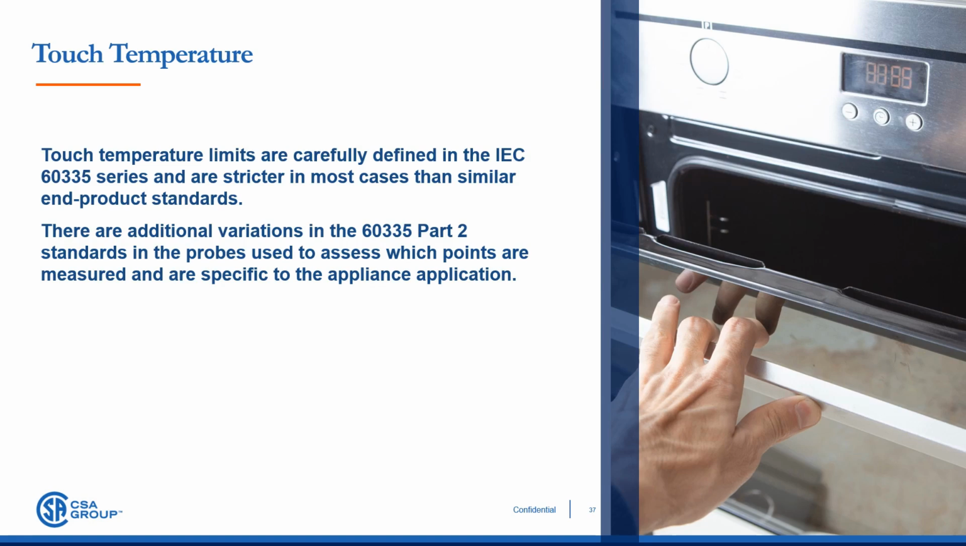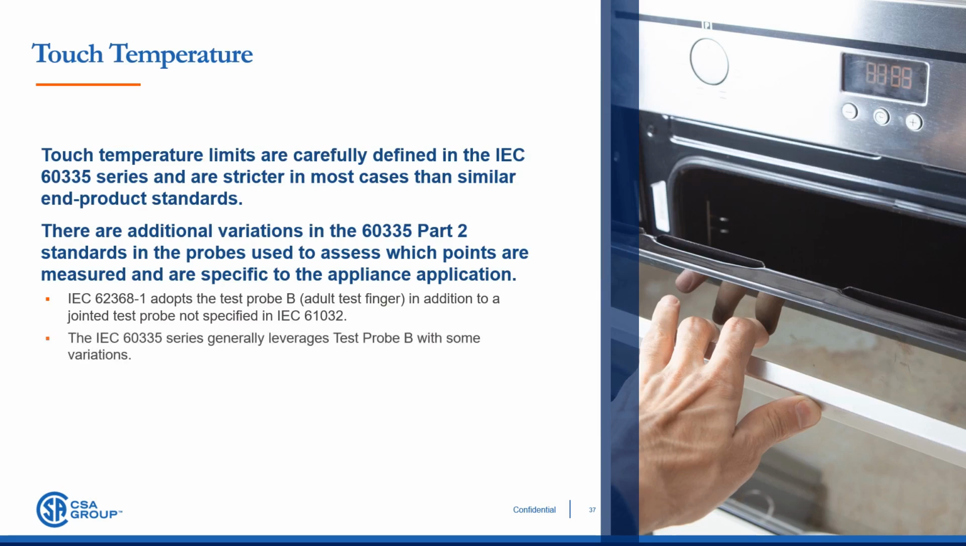IEC 62368-1 adopts Test Probe B from IEC 61032, which is the basic safety publication for the protection of persons and equipment by enclosures. However, it also adopts a jointed test probe normally only associated with North American standards, which is not defined in IEC 61032. The IEC 60335 series generally leverages test probe B to determine accessible surfaces of parts, with additional specific probe requirements existing in some Part 2s of the standard series.